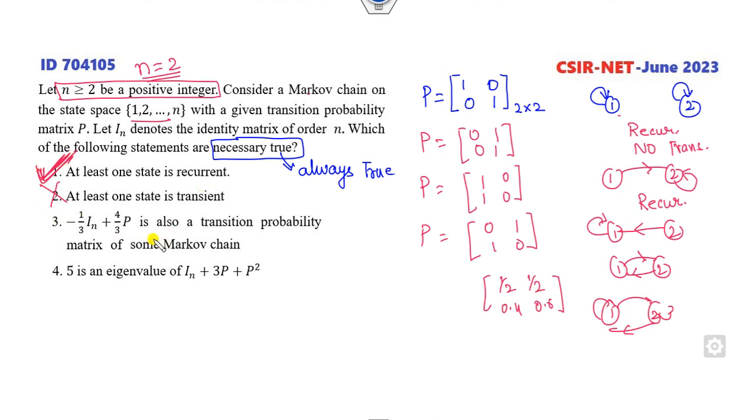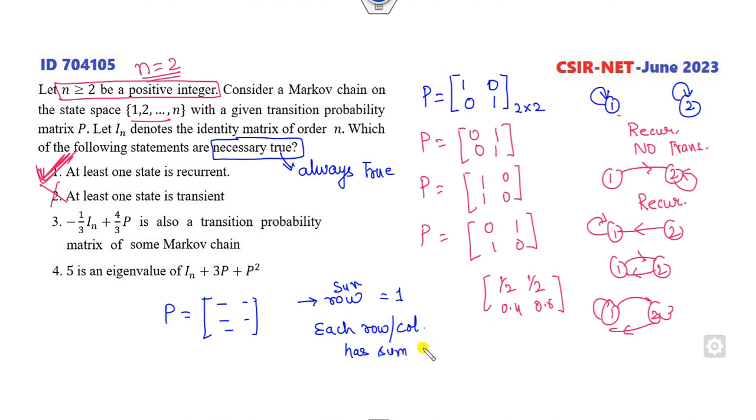Now look at the other one. If you look at the fifth option, 5 is an eigenvalue of this. Look at that. For any matrix P, because the sum of each row is 1. So what is the property of the eigenvalues? If each row or each column has sum equal to k, for example, then k is an eigenvalue of the matrix P. Now in the transition matrix, that is in the TPM, the sum of each row is 1. So 1 is an eigenvalue of P.